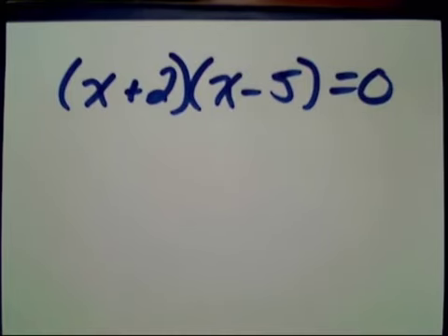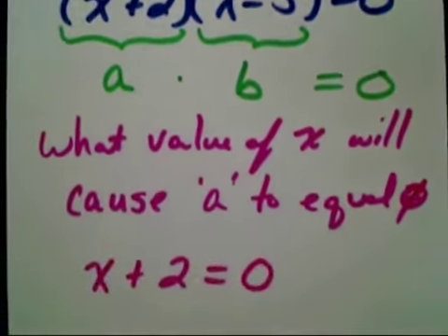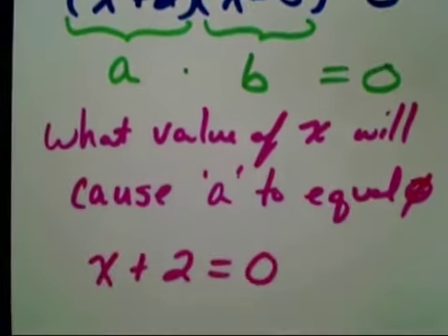Because A has to be 0. So what's going to cause x plus 2 to equal 0? Well, now this is a little equation. It's a linear equation because our x is to the first power, and we should know how to solve this one at this point. To get the x by itself, we'd simply subtract 2 from both sides. So x equals negative 2.